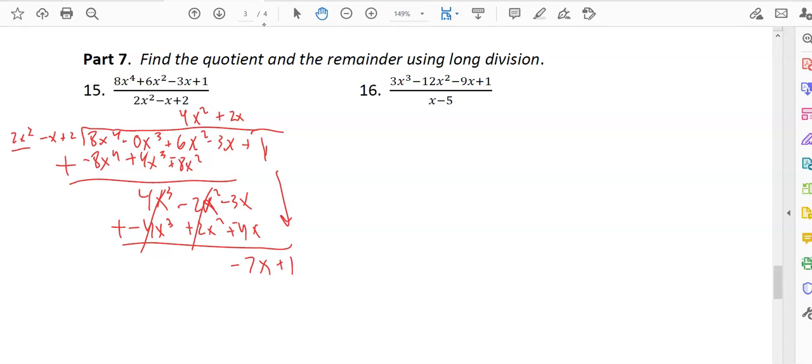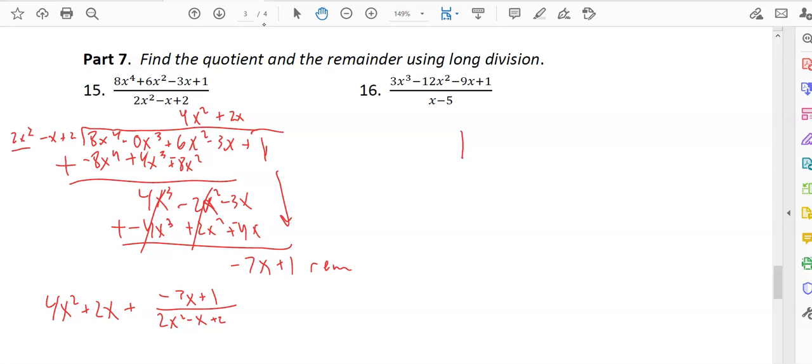I think I'm done. That doesn't go into that, so that's my remainder. So my quotient is 4x squared plus 2x plus a fraction, negative 7x plus 1, which is my remainder, divided by my divisor, which is 2x squared minus x plus 2.